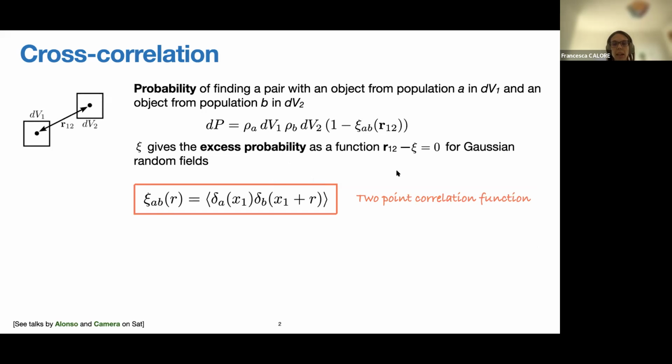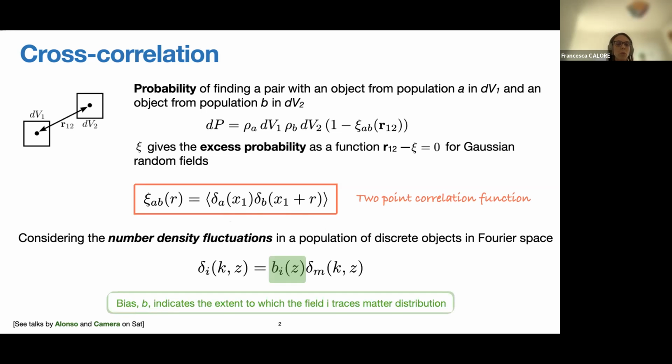And xi is nothing else than the two-point correlation function, which relates the density fields at a given position. This is the two-point correlation function in real space. But usually we work in Fourier space when we have discrete objects. Then the number density fluctuations for a given population can be written in terms of a factor that relates the number density fluctuation for a given population to the number density of the underlying matter distribution.